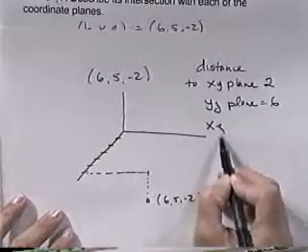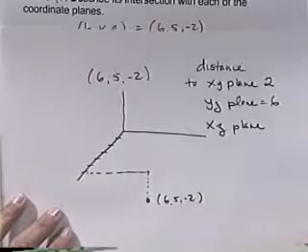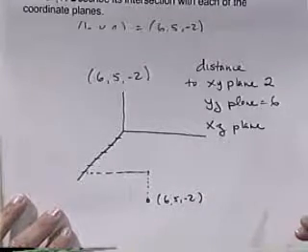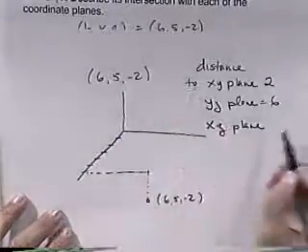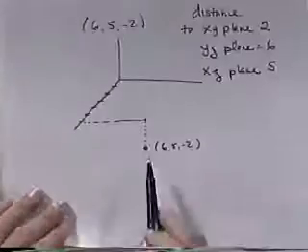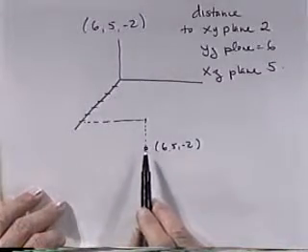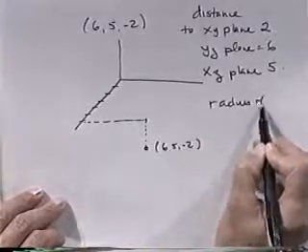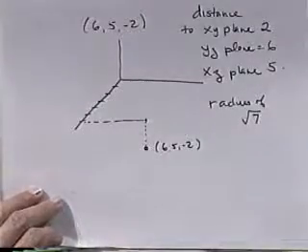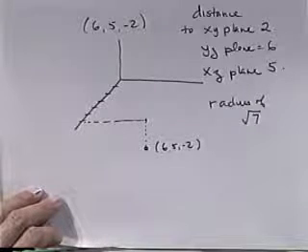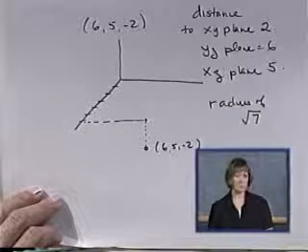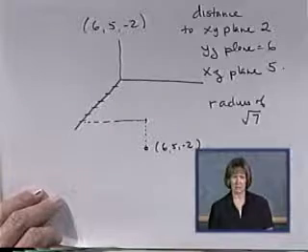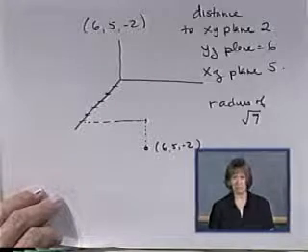How about the xz plane? That would be y, which is 5. Okay. All right, now, this particular sphere has a radius of root 7. How big is root 7? Is it bigger than 2? Is it bigger than 3? No, it's not. Root 7 is going to be between 2 and 3, right?